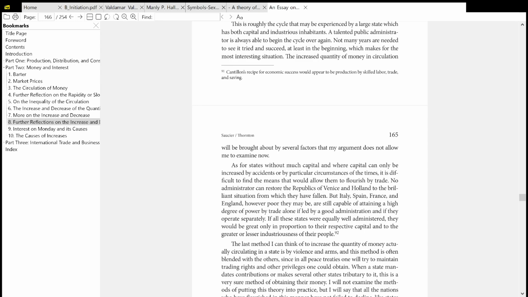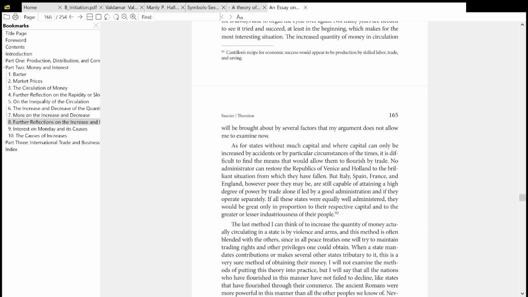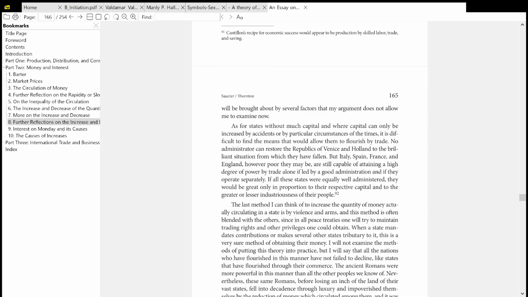When a state mandates contributions and makes several other states tributary to it, this is a very sure method of obtaining their money. I will not examine the method of putting this theory into practice, but I will say that all nations who have flourished in this manner have not failed to decline, like states that have flourished through their commerce. Ancient Romans were more powerful in this manner than all the other peoples we know of.